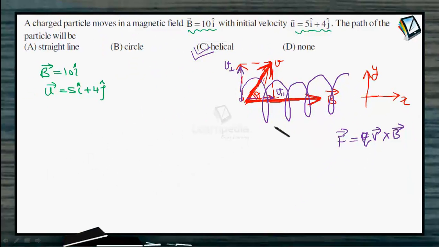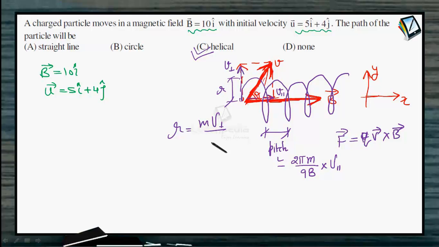And there are certain things which may be asked, like the pitch of the helix. The pitch of the helix can be calculated using the time period. What is the time period of circular motion? That is 2 pi m upon qB, into the parallel component. And what would be the radius of this circle? If you are asked for the radius r, then the radius is m v perpendicular divided by qB. You know these formulae. Okay, so C is the correct option.